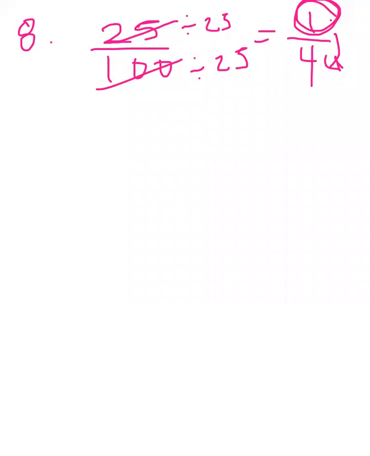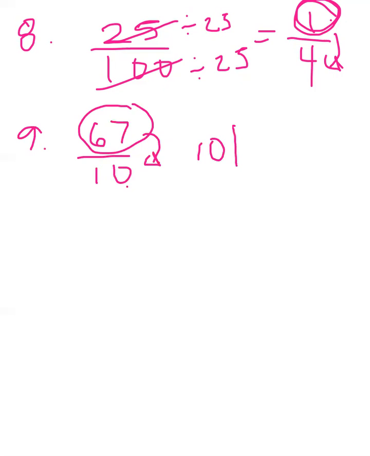So let's see number 9. 67 over 10. So I'm looking at these two numbers. I can only divide the 10 by 5 or by 2. And looking at the 67, I cannot reduce that number. But since our numerator is greater than our denominator, we can change it to a mixed fraction. So we can just divide. We can either put it in our calculator or do it the old-fashioned way.